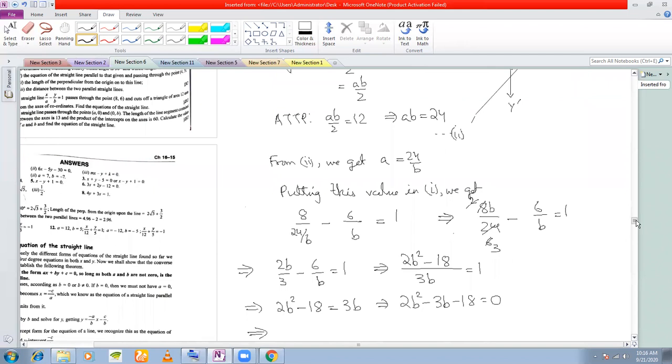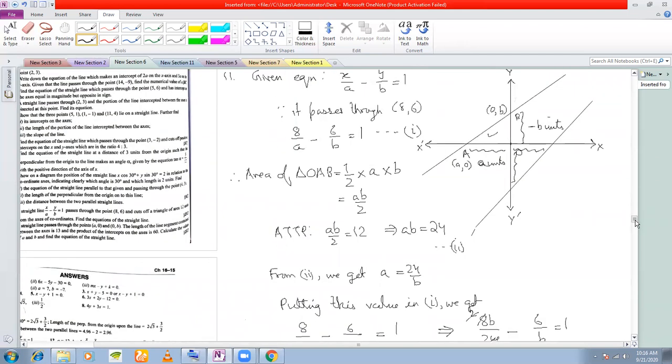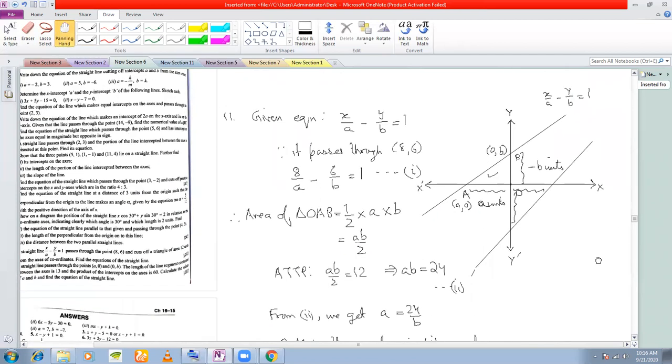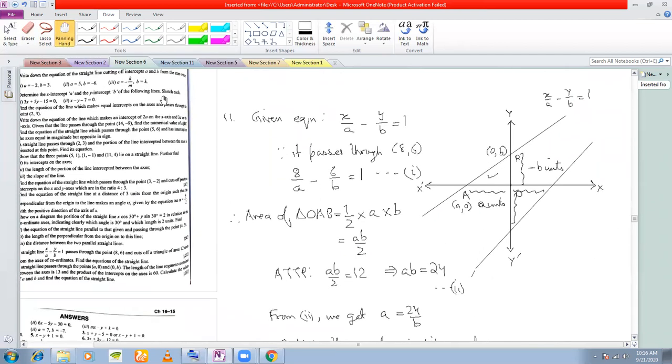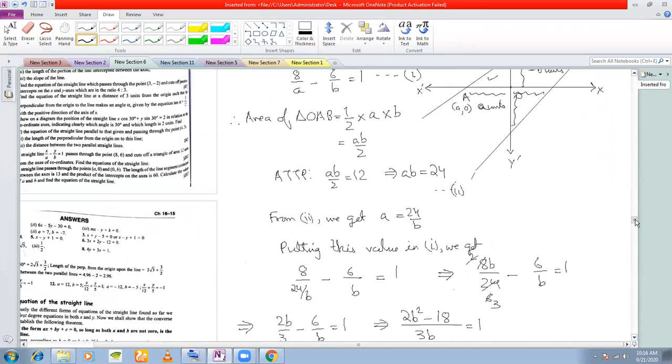So 6 minus 6 years. So wait, 6. No, 18. It passes through 8, minus 6, no? Why? Tell me. Yes, I am telling that the y-intercept will be minus b, sir. Y-intercept will be minus B.